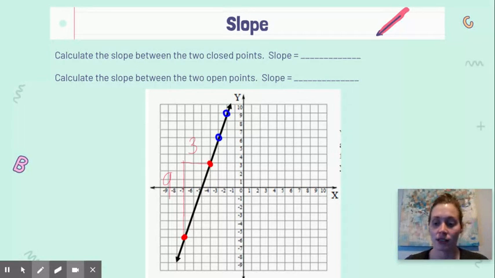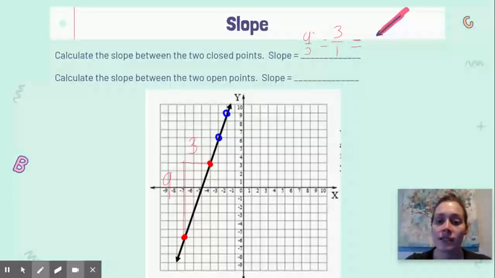Our run is 3. So we can write that as a fraction. Rise over run. 9 over 3. We always want to simplify if we can. So we can say 9 and 3 are both divisible by 3. 3 goes into 9 3 times, and 3 goes into 3 1 time. We can make that 3 over 1. And anytime 1 is in our denominator, we can write it as a whole number, so just 3. Okay, so now we know the slope of my line between the 2 red points is 3.